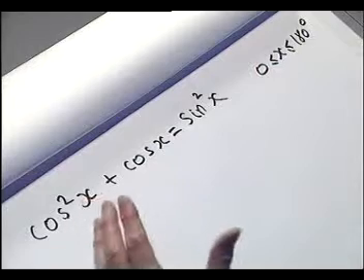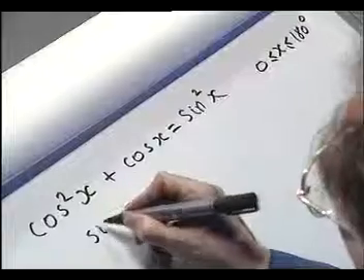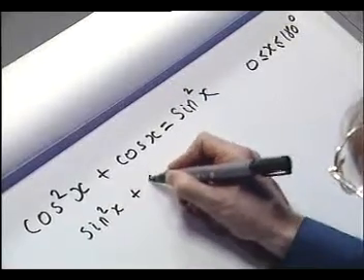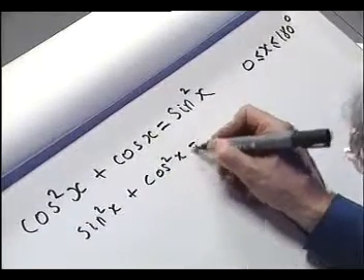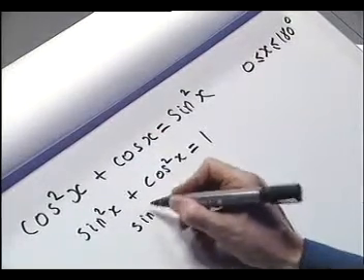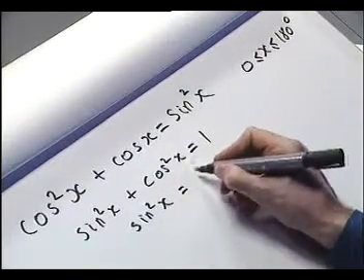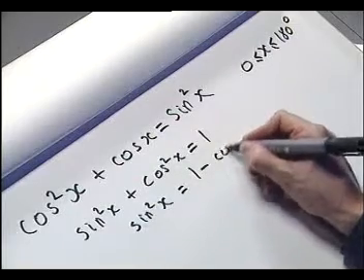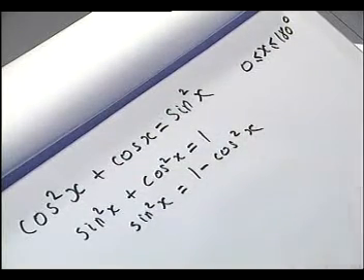And if I got a quadratic, then I know I can solve it either by factorising or by using the formula. So let me write down sine squared x plus cos squared x is equal to 1, from which we can see that sine squared of x is equal to 1 minus cos squared of x.